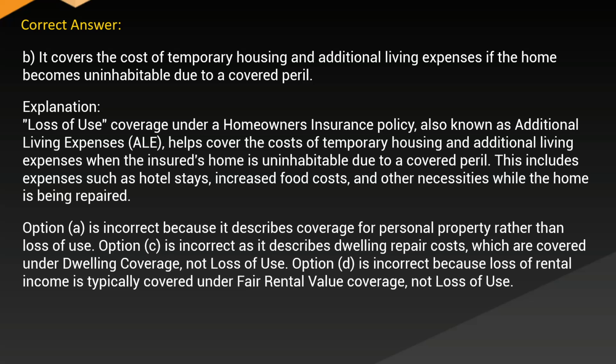Option A is incorrect because it describes coverage for personal property rather than loss of use. Option C is incorrect as it describes dwelling repair costs, which are covered under dwelling coverage, not loss of use. Option D is incorrect because loss of rental income is typically covered under fair rental value coverage, not loss of use.